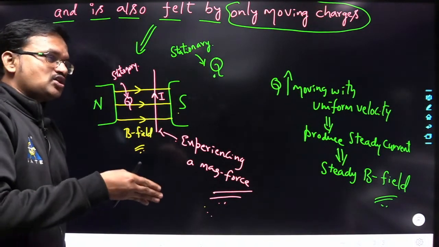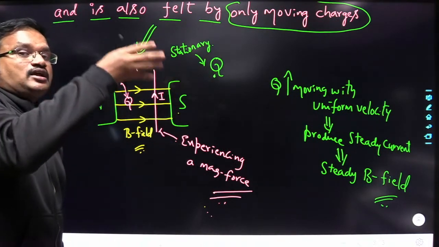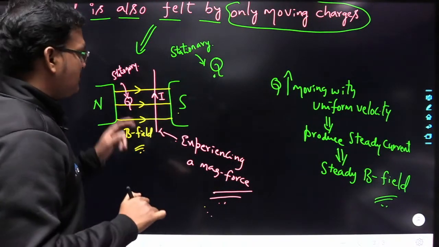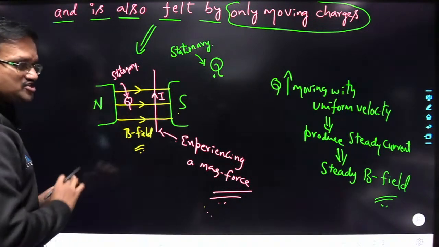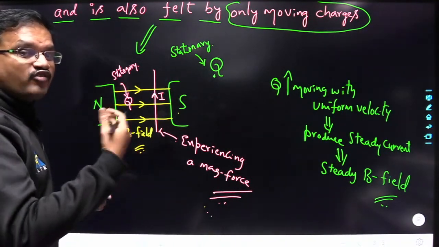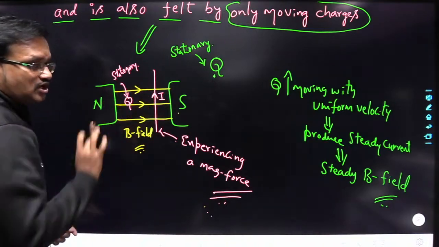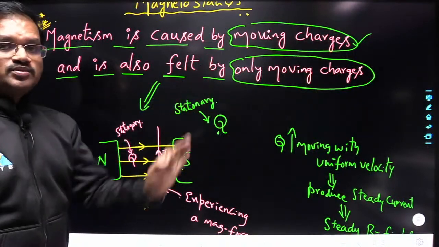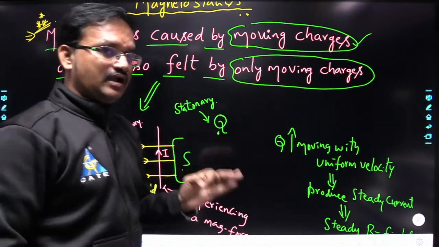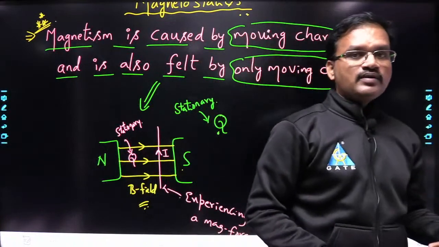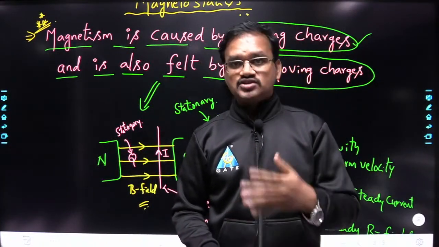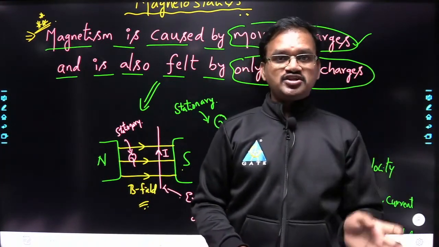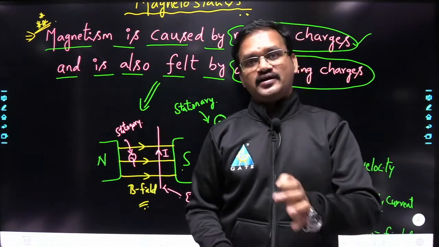So that means whenever the charge carriers are moving with uniform velocity, they are going to experience a force. Understood? So magnetism cannot be felt by a stationary charge, but it will be felt by only moving charges. The magnetism is caused by only moving charges, and it is also felt by only moving charges. A stationary charge cannot produce a magnetic field, and a stationary charge cannot experience any magnetic force.